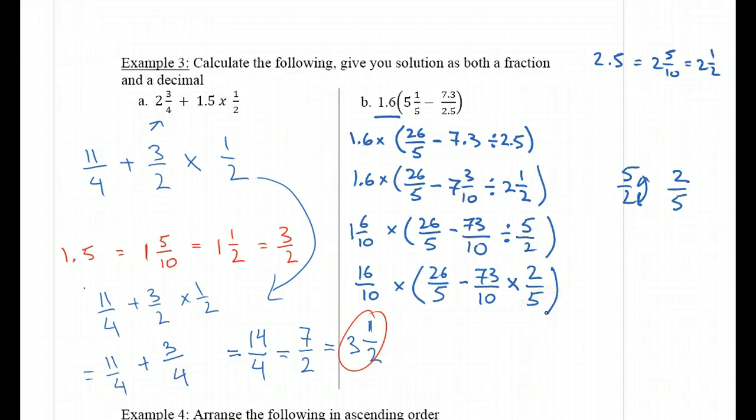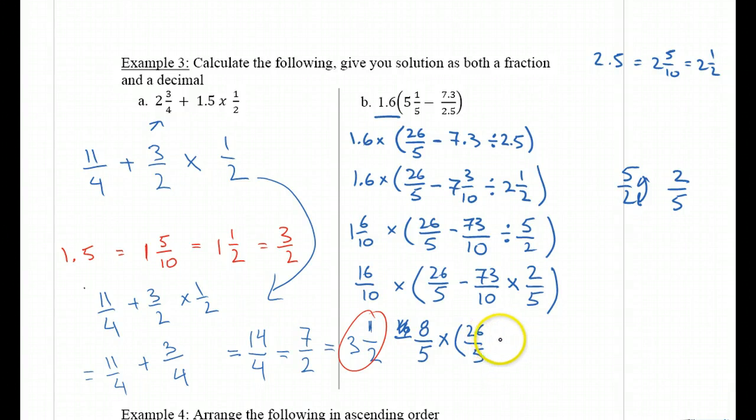Now, okay, it looks like I'm going to run out of room here. So bear with me. Here we go. Keep rewriting all this. 16 over 10, I might as well simplify that now. 16 over 10 can simplify into 8 over 5. So let me just change that into 8 over 5. There we go. Hopefully you've done that at home on your own. Times, and again, 26 over 5 can't be simplified anymore.